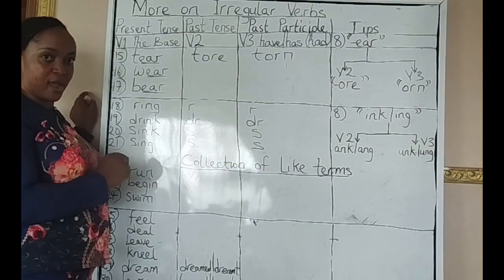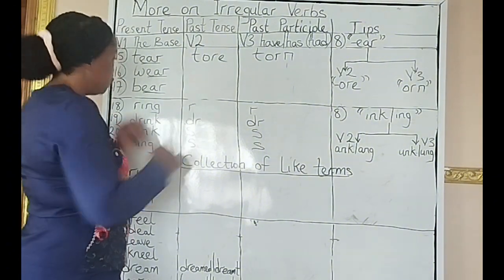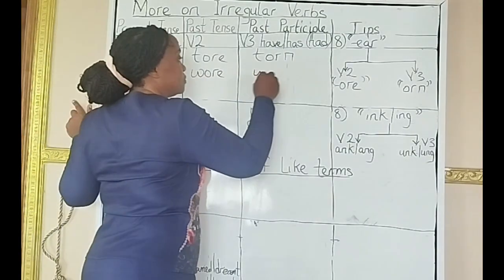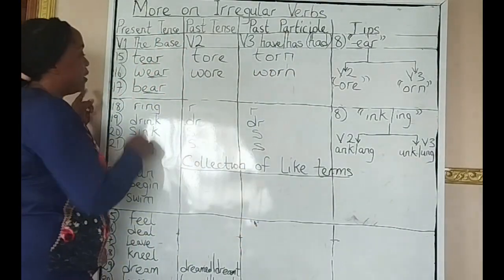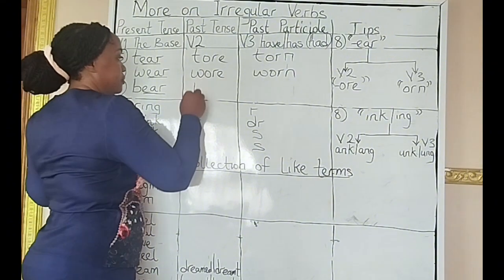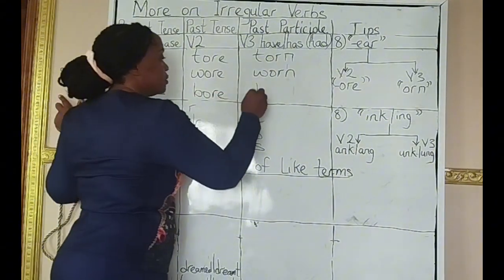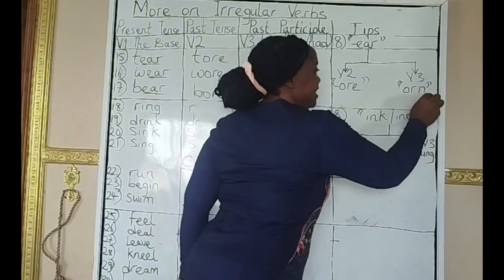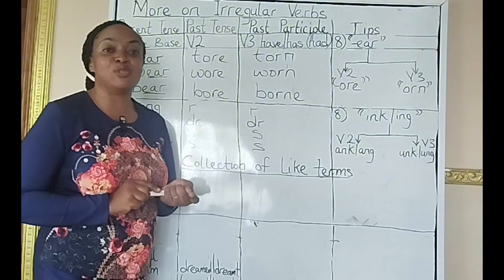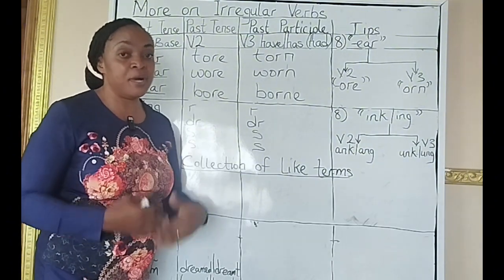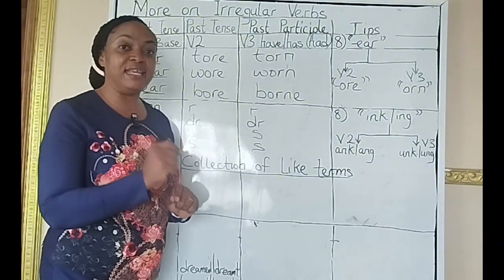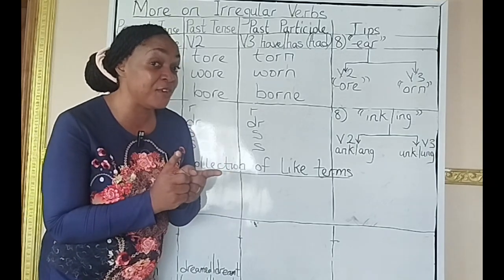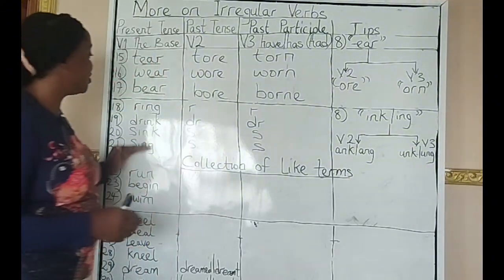torn. Wear, to wear your clothes, to put it on. Wore, worn. Bear with me. Bore, borne. Pay attention here. There is an E added when it comes to the V3 of the irregular verb bear. You add an E at the end of the past participle. That's just the slight difference you need to take note of. Okay, we go to the next.